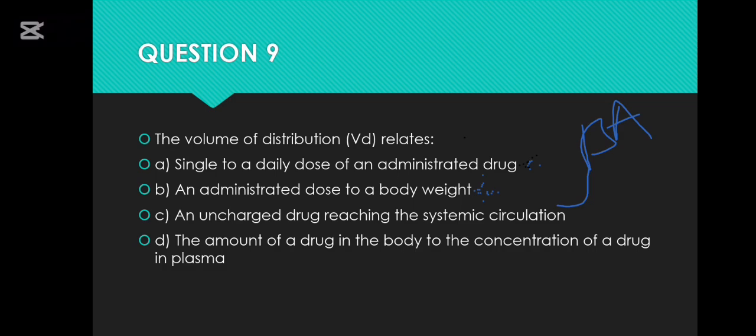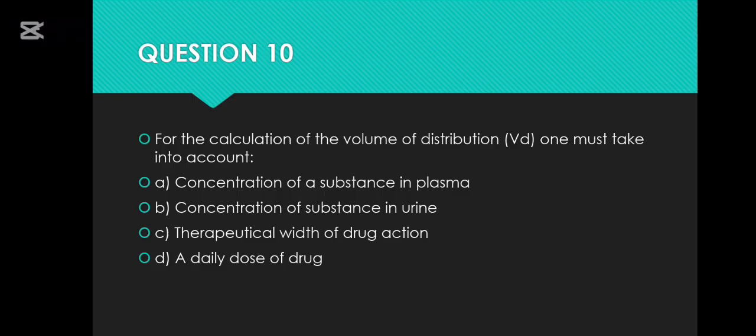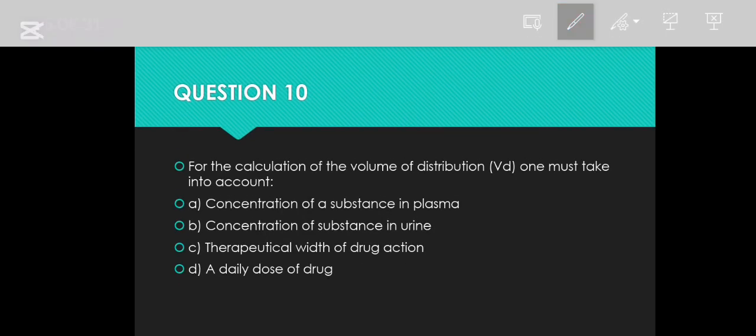So now let's go to question 10. I know here the answer is D. Question 10 says, for the calculation of the volume of distribution, one must take into account. So the question is saying, when you are calculating the volume of distribution, which one is the parameter that you should look into? So the first option is saying concentration of the substance in the plasma. Of course, the concentration of the substance in the plasma plays a critical role.